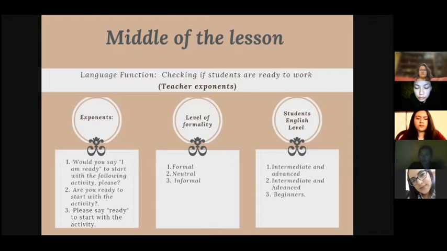Second one says, are you ready to start with the activity? It's considered neutral and the student's English level is for intermediate and advanced. Third one says, please say, ready to start with the activity. It's considered informal and the student's English level is for beginners.